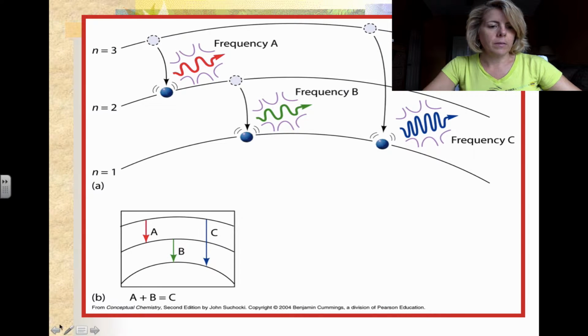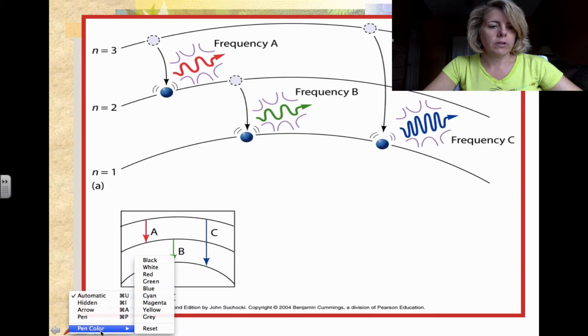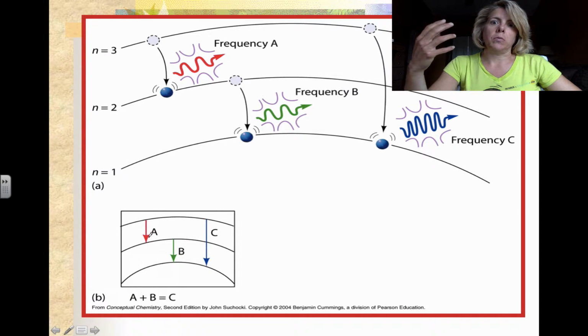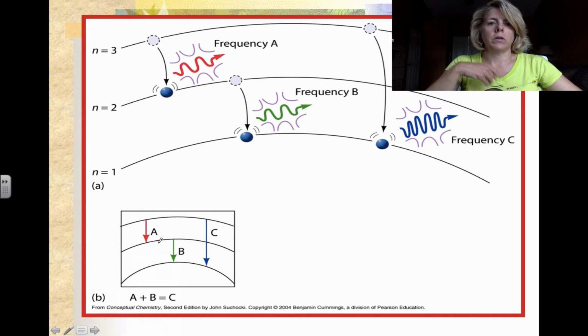I love this slide because it gives you a really good representation of what's going on when we see the different colors from elements being excited with electricity or other electrons. So here we have three different colors: red, green, and blue.